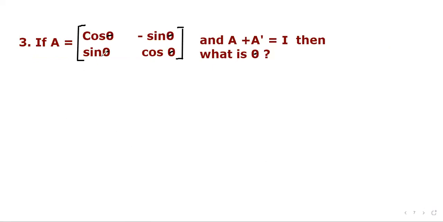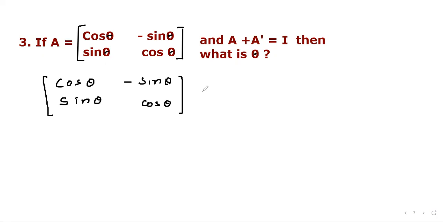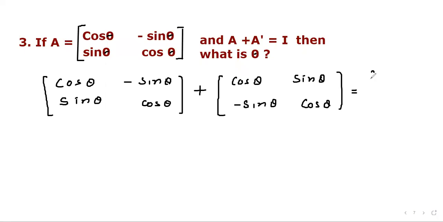Question 3. If A equals cos theta sin theta minus sin theta cos theta, and the condition is A plus A dash equals I, then what is theta? So let's write it. A plus A dash, that is cos theta sin theta minus sin theta cos theta, and A dash. A dash means cos theta minus sin theta and sin theta, then cos theta. And it is given as I. I means the unit matrix 1 0 0 1.